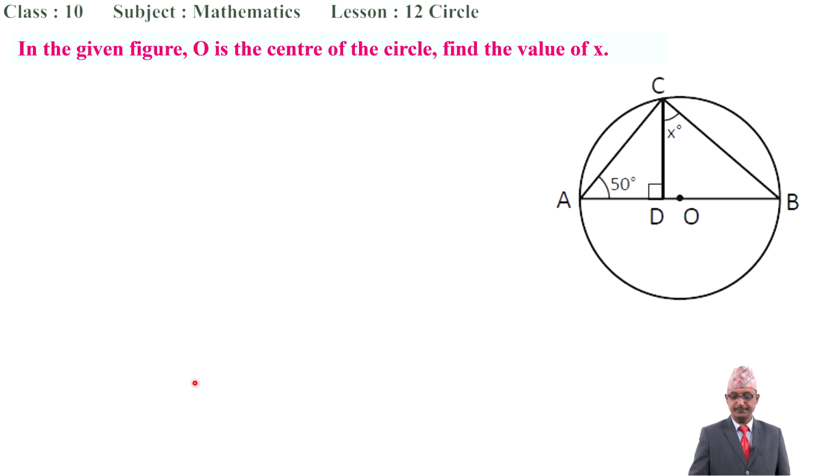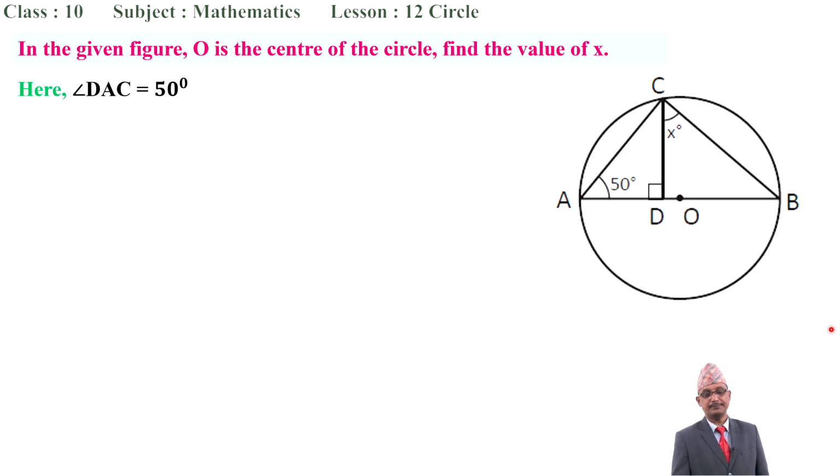In this question also, O is the center of the circle. O is the center of the circle, then AB is called what? Yes, you are correct. Then AB is called diameter. And you know that angle ACB is called angle in a semicircle, and we know that angle in a semicircle is how many degree? 90 degree. And we are given angle CAD, either you can say angle CAD or angle CAB, equals 50 degree. Yes, or you may say it DAC, which is 50 degree. So write angle DAC equals 50 degree.